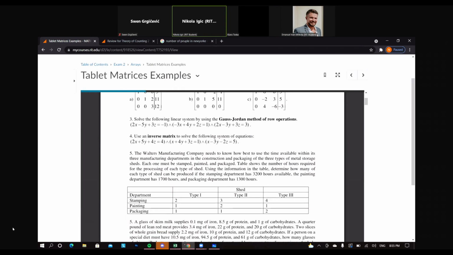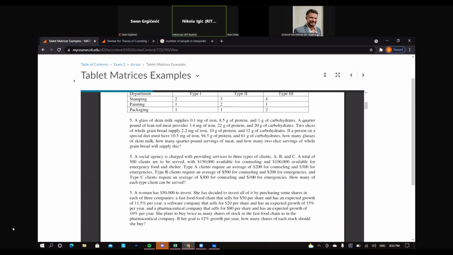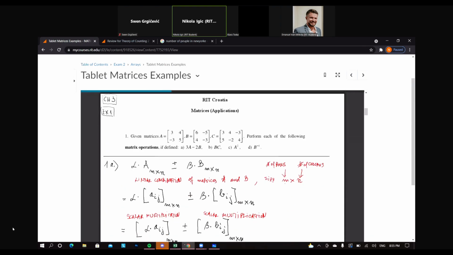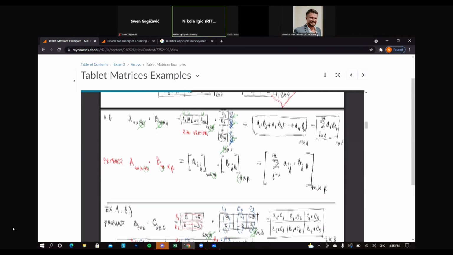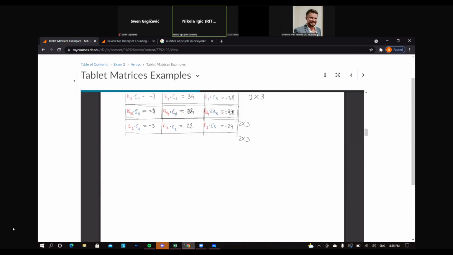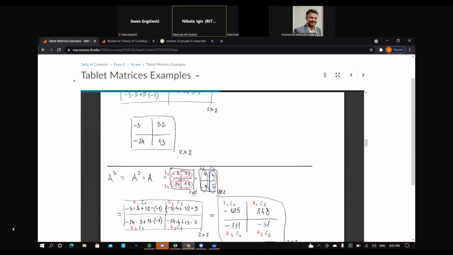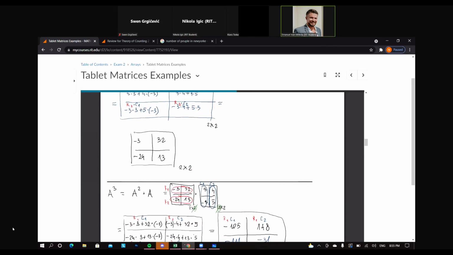Oh yeah, matrices for this example. Oh, this one is the hard one. This is really hard. But you're doing this online. You can find a solver for this. Matrix solver. Yeah, matrix solver.